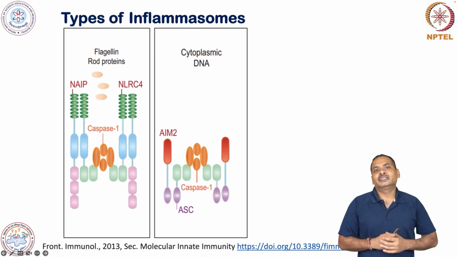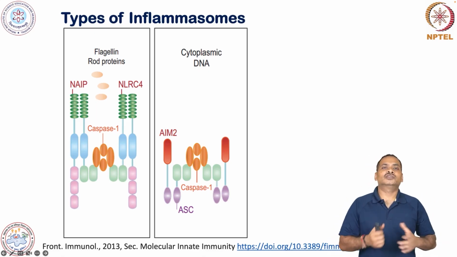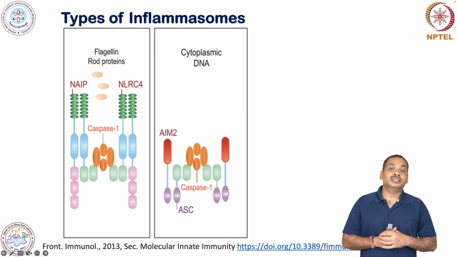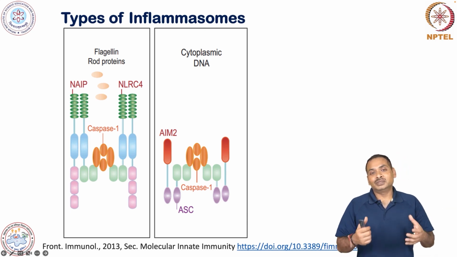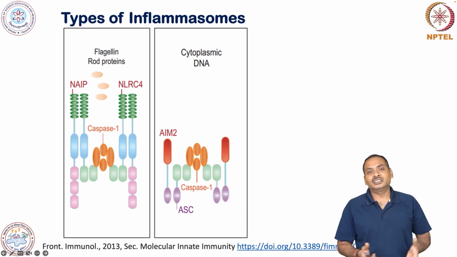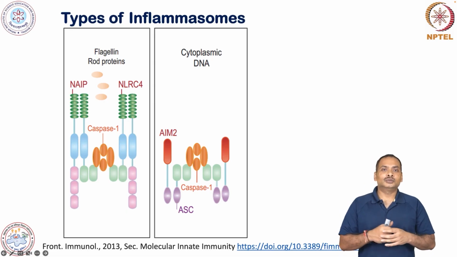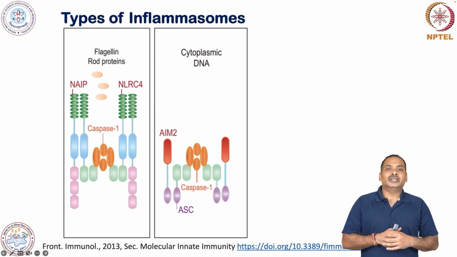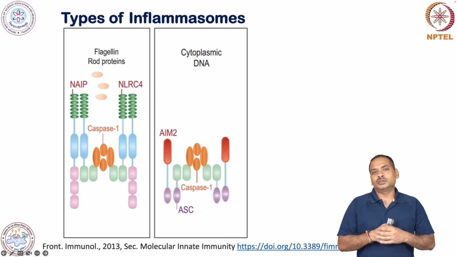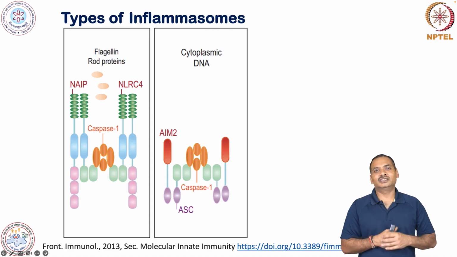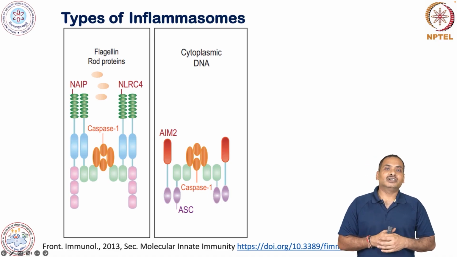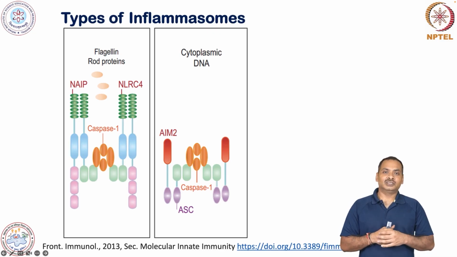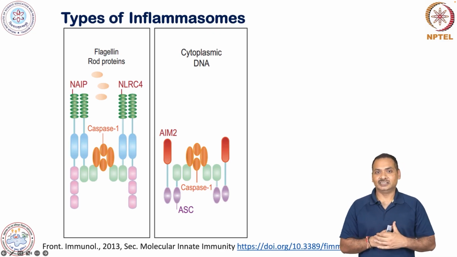So now I gave you the overview of the NLR family of pattern recognition receptors: how many members, what the ligands are, what kind of signaling, everything you probably understood. So in the next session I will talk about the diseases associated with NLR family members. Okay, with this I will stop here, and in the next session we will discuss NLRs and disease. Thank you.